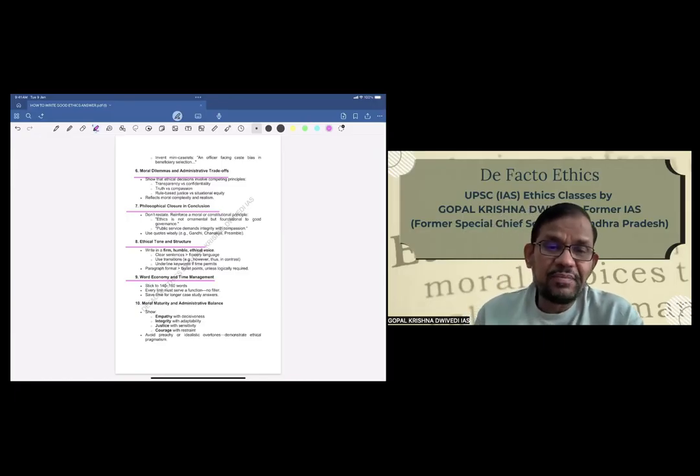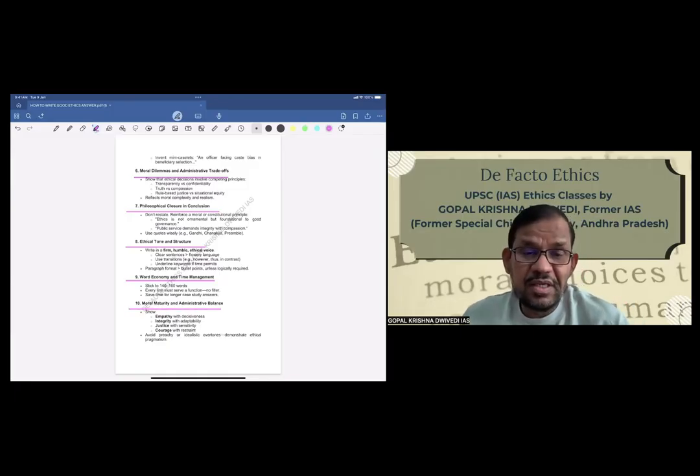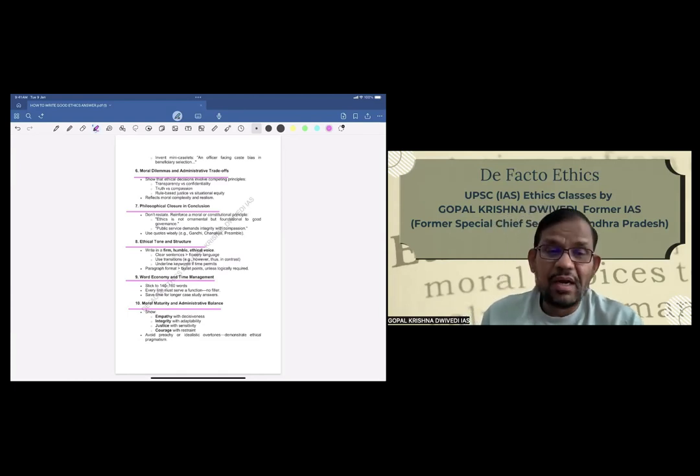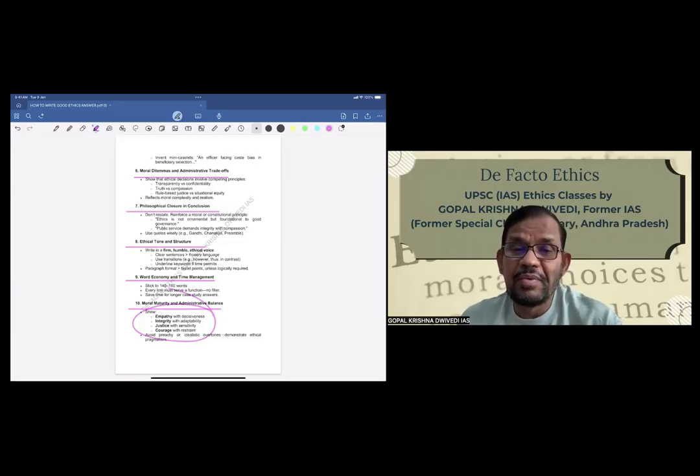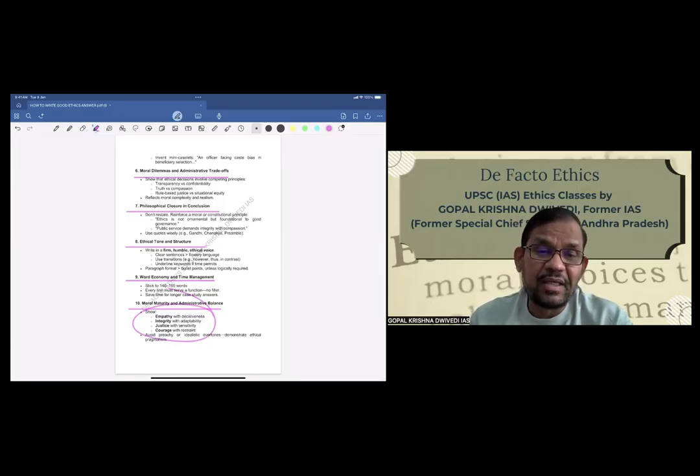So please follow that. Then moral maturity and administrative balance. This is again very important, and this is important not only in this paper but also further in the interview, because while you are writing, while you are talking to somebody, while you are discussing, these qualities are very important as far as an administrator is concerned. On the one hand, you have to have empathy, and on the other hand, you should also have decisiveness. You cannot simply have one. Then integrity and adaptability, justice and sensitivity, courage with restraint.